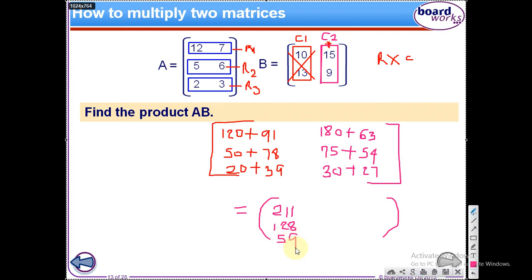So check the second one: 180 plus 63, and that is 243. This one here I have 75 plus 54, and that is 129. And finally I have 30 plus 27, and that is 57.